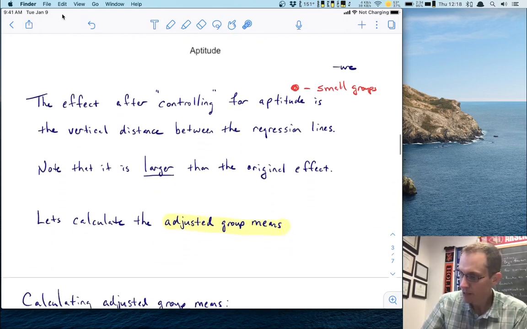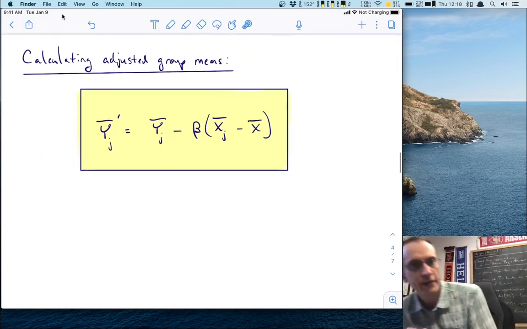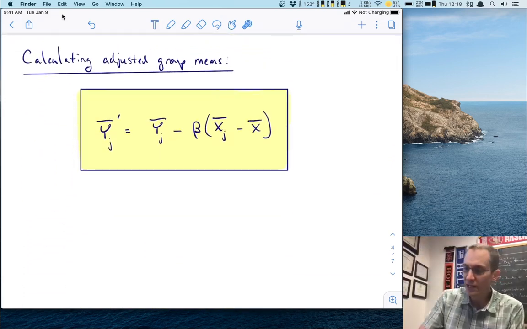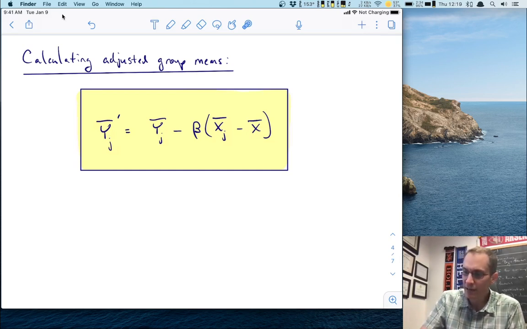aptitude. So let's calculate the adjusted group means. How does it work? Well, there's a formula for it. It turns out that all you need to get an adjusted group mean, which I'm going to denote as y bar prime, the subscript j just indexes which group we're talking about. I'll make that concrete with our example in a second. What we do is we take the original group mean and then we subtract some stuff off. And what is this stuff?